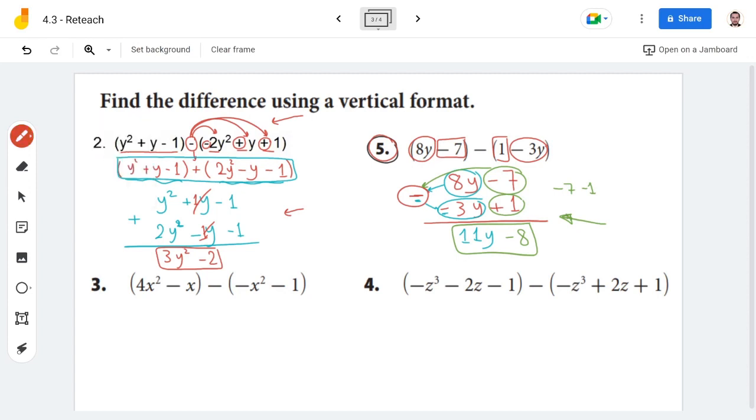Okay, so now we have a negative, we distribute the negative to change the sign. So we change negative to plus. So negative with negative x squared will be positive x squared. And negative with negative 1 will be plus 1. And we rewrite this same thing, x squared for x squared.